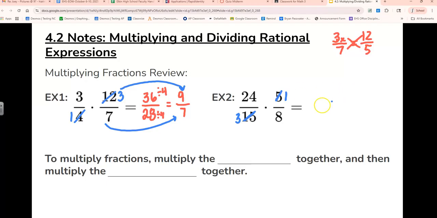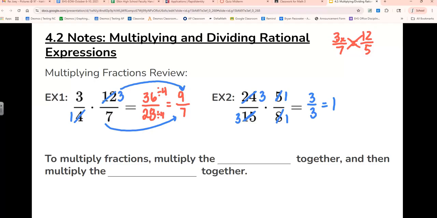And then I've got an 8 and a 24. What number would go into both of those? 4 would work, but 8 would be even better. That's the biggest number. So if I divide this by 8, I'll get 3 right here, and I'll get 1 right here. And you could go ahead and multiply. You could reduce again with those 3's, but you're going to get 3 over 3. And what is 3 over 3? 1.